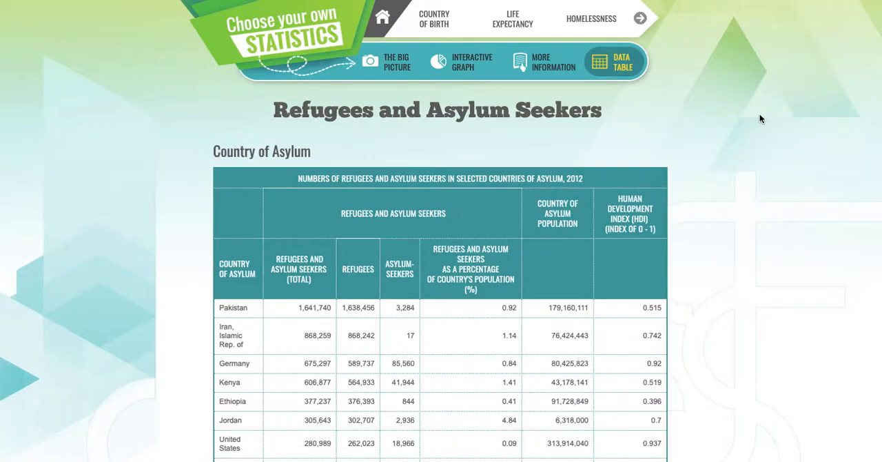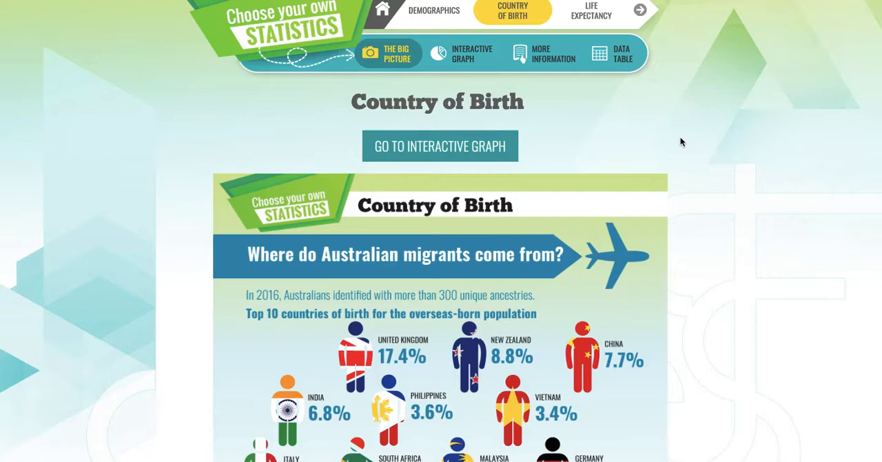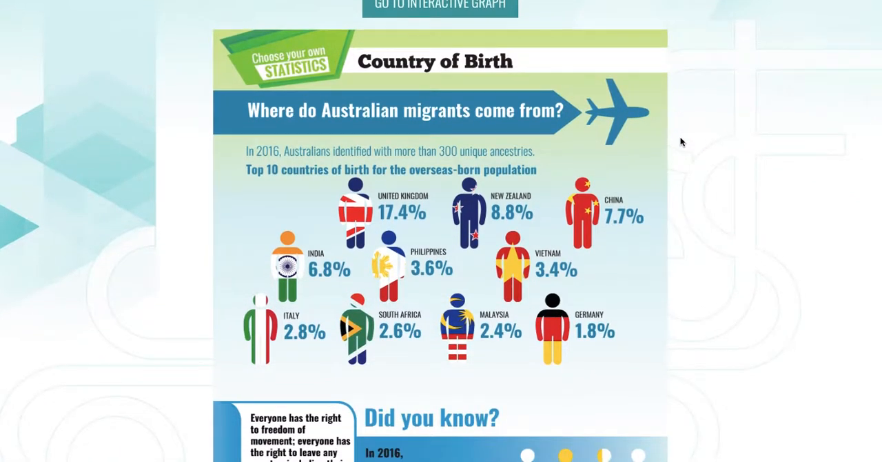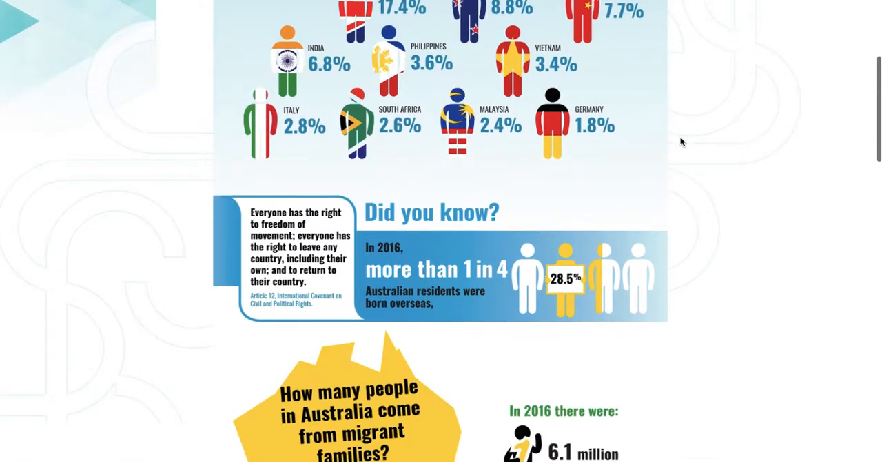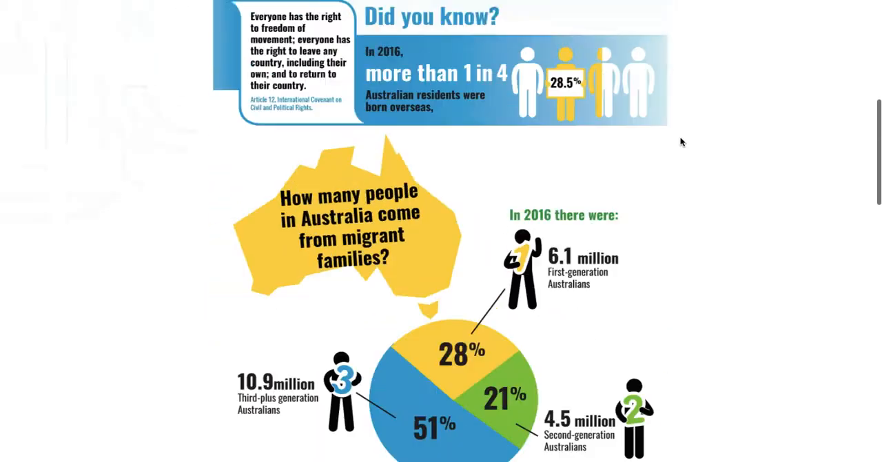Use the ABC Splash website, the statistics one. We've just looked at refugees and asylum seekers, but I want to show you the country of birth tab as well. This is going to be really helpful for your project. With this data, again, we've got an infograph which shows us some statistics in imagery form. You can use this one here. You can screenshot it and use that one for your project.